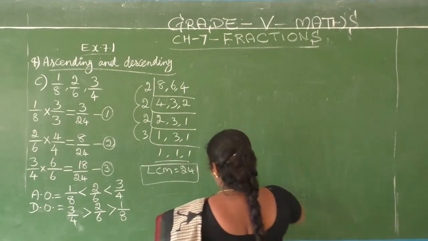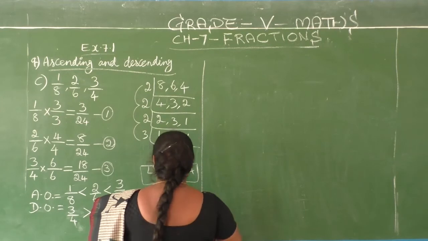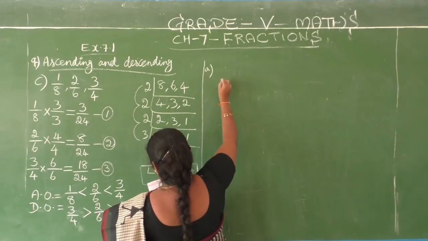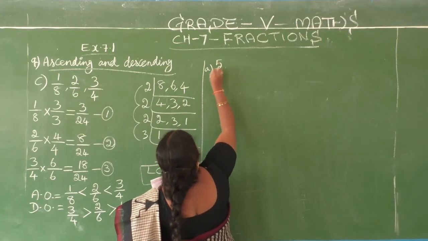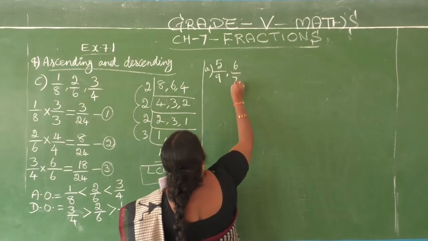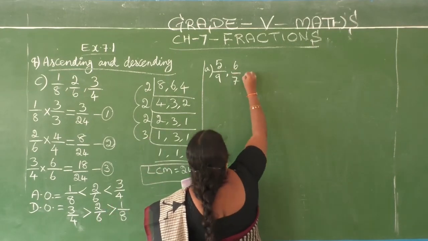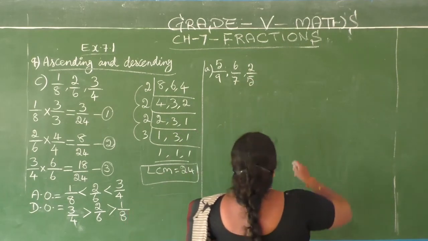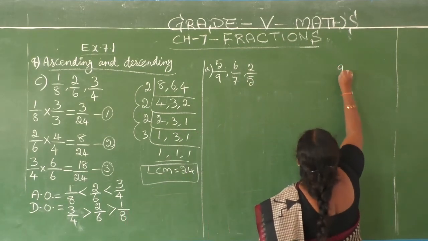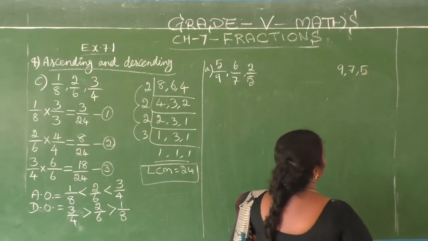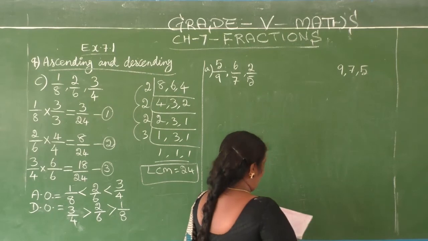Another sum. 5 by 9, 6 by 7, 2 by 5. How to take all denominators and find the LCM? 9, 7, 5. See, here there are no common factors for all these numbers.